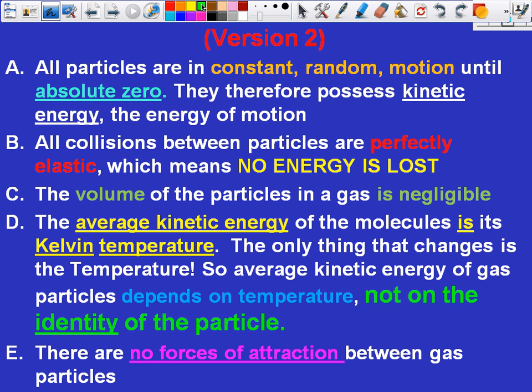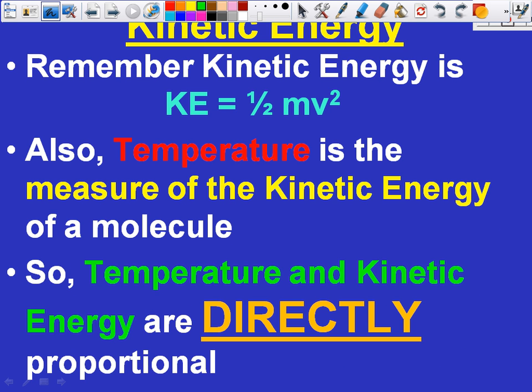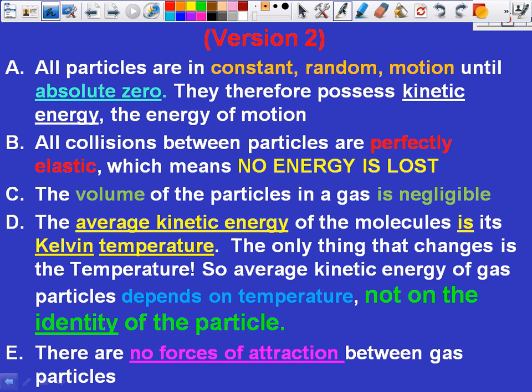All particles are in constant random motion. Well, you know that's just the basics of chemistry. Everything is moving constantly because things are made up of electrons, and electrons are always moving. So all particles are always moving. And this is where it gets you: until absolute 0. Now, what is absolute 0? In terms of its actual numerical value, it is 0 Kelvin. That means all motion ceases to exist.